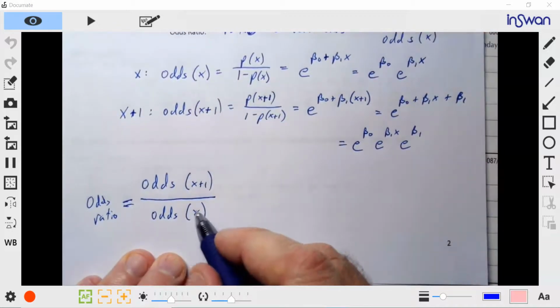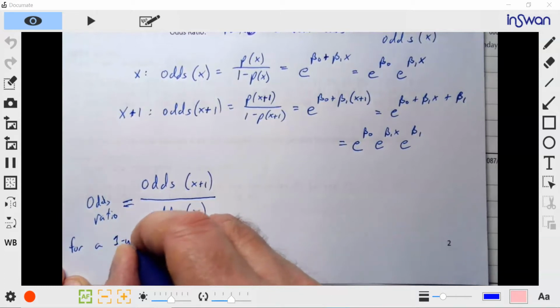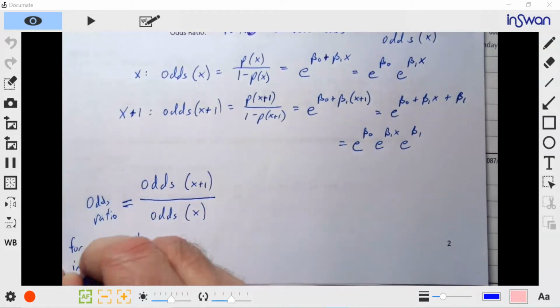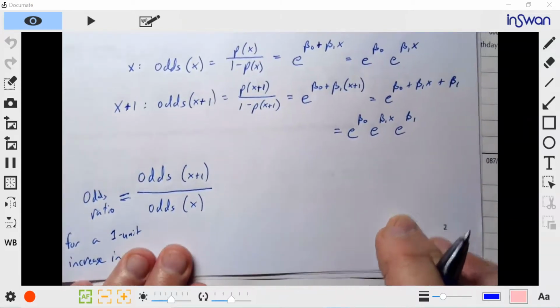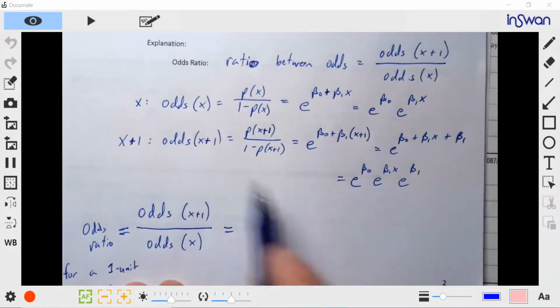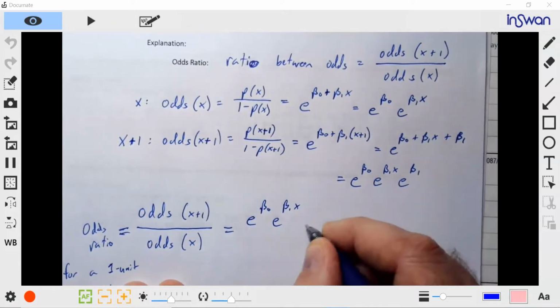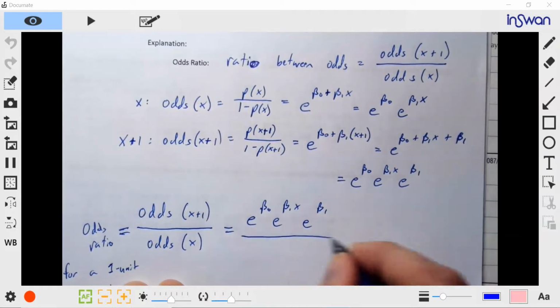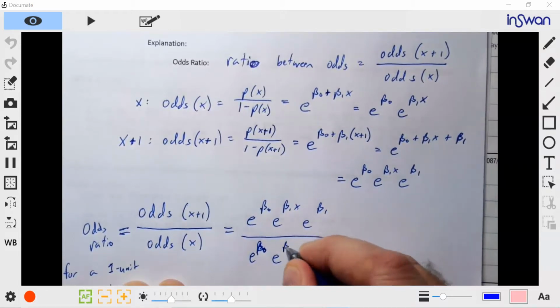This is the odds ratio for a 1 unit increase in x. Right? Well, now I'm just going to plug in what we have here. The odds at x plus 1 is e to the beta 0 times e to the beta 1x times e to the beta 1. The odds at x are e to the beta 0, sorry, times e to the beta 1x, and that's it.